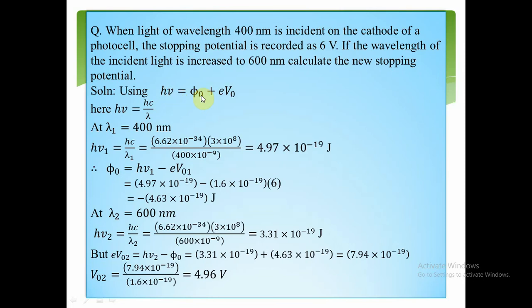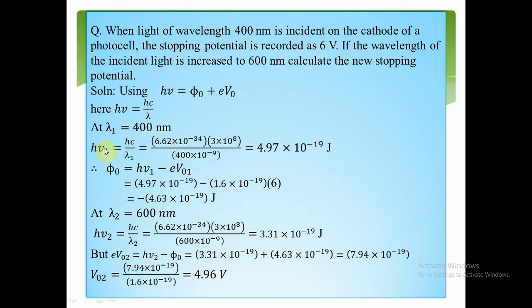h nu equal to phi naught plus eV naught. Here phi naught is the work function and eV naught is the kinetic energy of the ejected photoelectrons. First we will calculate the energy of the incident photon by using the equation hc divided by lambda. Here the first wavelength 400 nanometer is given.